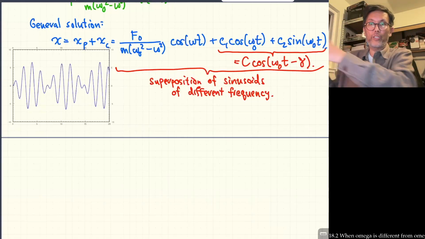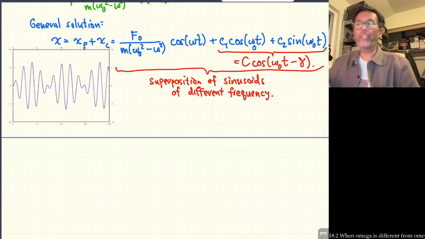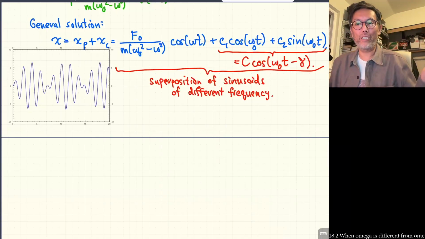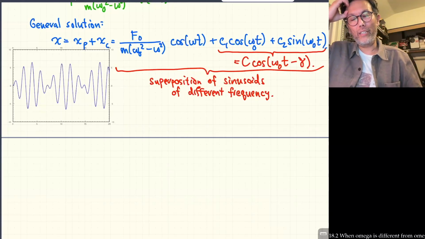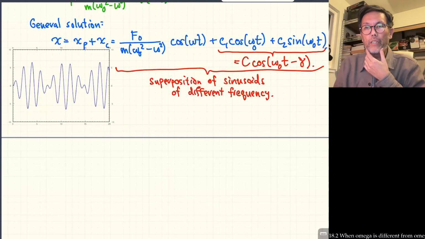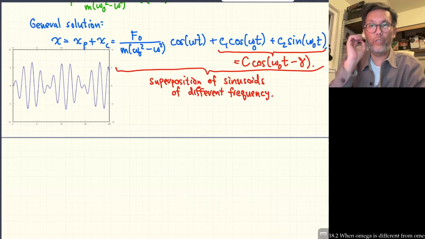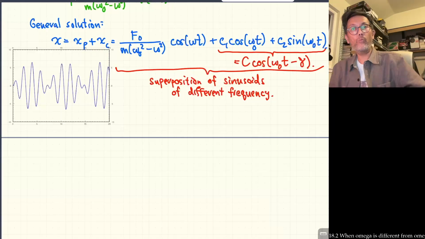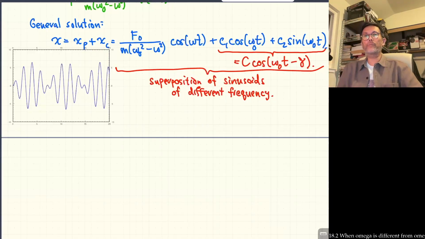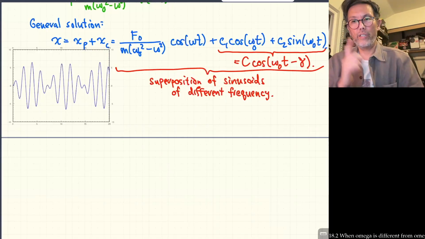Okay, you can do this for yourself. Just look up a pure tone generator online. Open it up in two different tabs and play around with it. It's fun. Okay, in the next one, we're going to try to understand what happens when omega is equal to omega naught. And here we're going to see yet another interesting and very useful phenomenon. It's called resonance. Okay, see you in the next one.